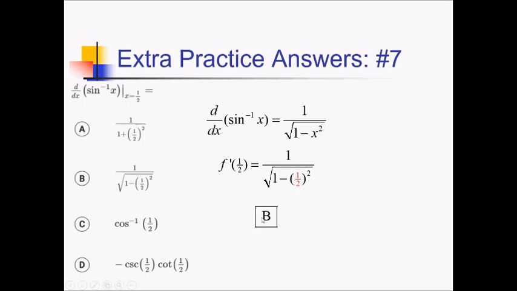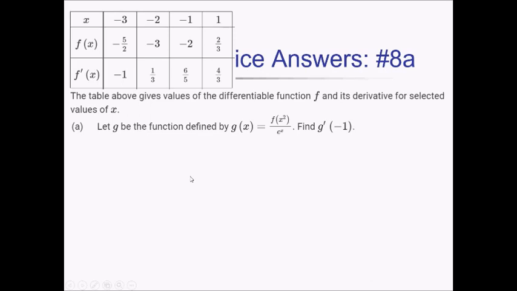So I'll just pick that. On this free response problem, we're given a table with values of f and its derivative, and we're also given that g is this function f of x squared over e to the x. For part A, we want to find g prime of negative 1.